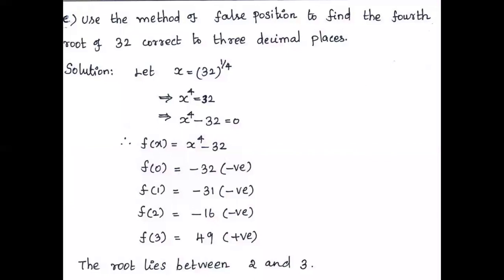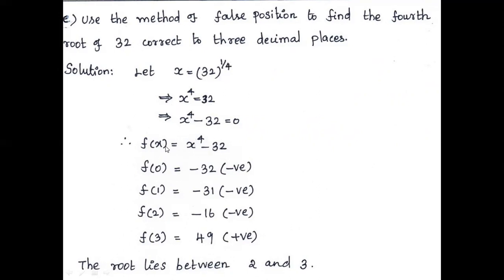Now use the method of false position to find the fourth root of 32 correct to 3 decimal places, they have given. So now we need to find the fourth root of 32. Let us consider x as the fourth root of 32. That means 32 power 1 by 4 is nothing but the fourth root of 32. Now raising the power to 4, we get x power 4 is equal to 32. Now x power 4 minus 32 becomes 0. Now this is of the form f of x is equal to 0. So consider that as f of x, that is x power 4 minus 32.